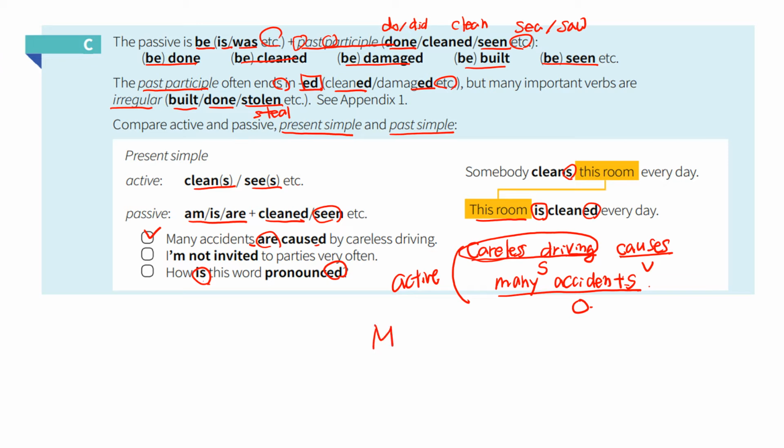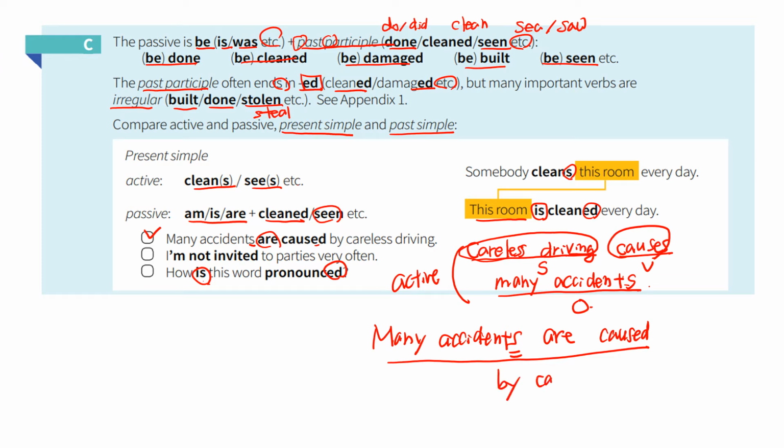So we can use many accidents as the subject of a passive sentence. And this is plural and still present. So we use are. And then cause becomes caused. This is good enough, but we can say by agent, by careless driving. And then we are going to practice more a little bit later.